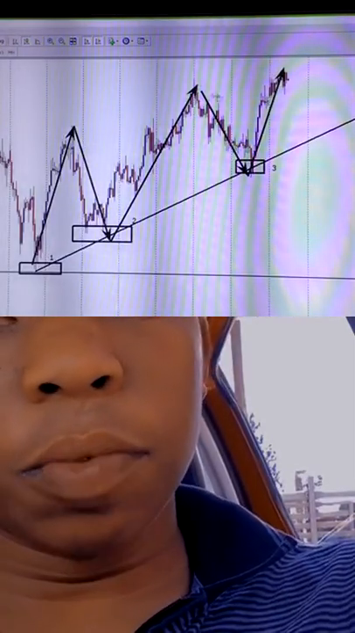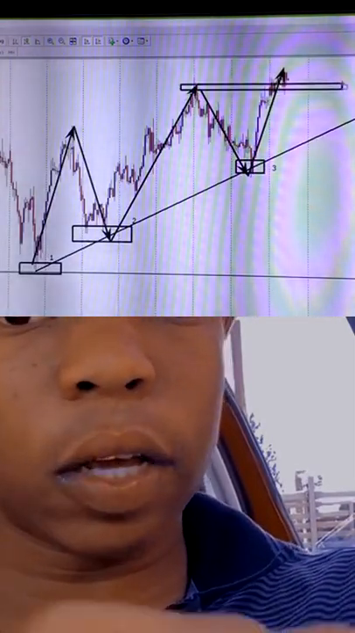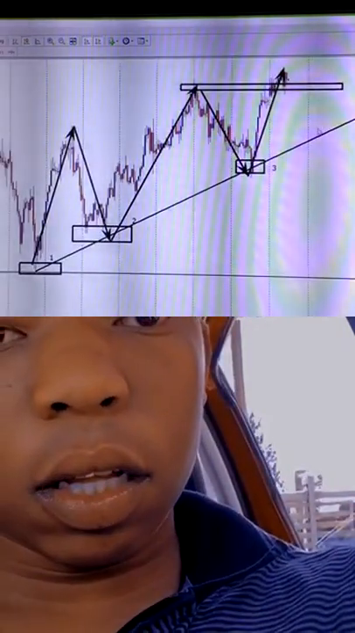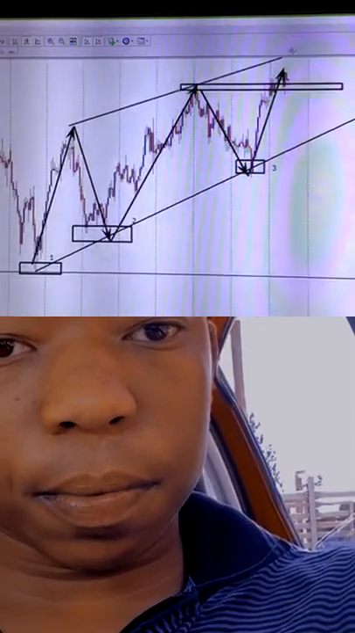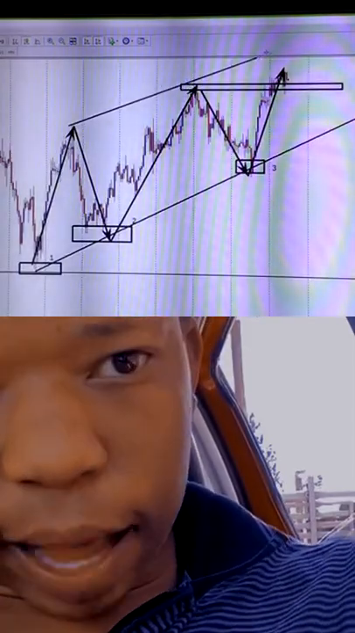Okay, so check here. We're on the same trend line. You can draw that trend line on the upper level. Yeah, correct. Push it higher.